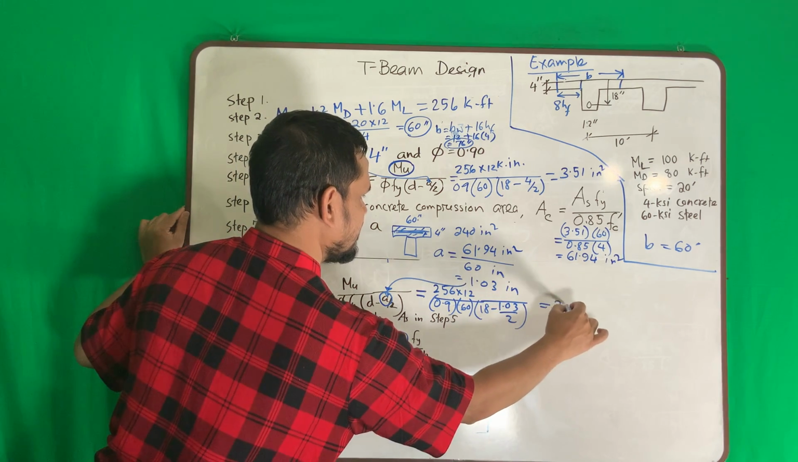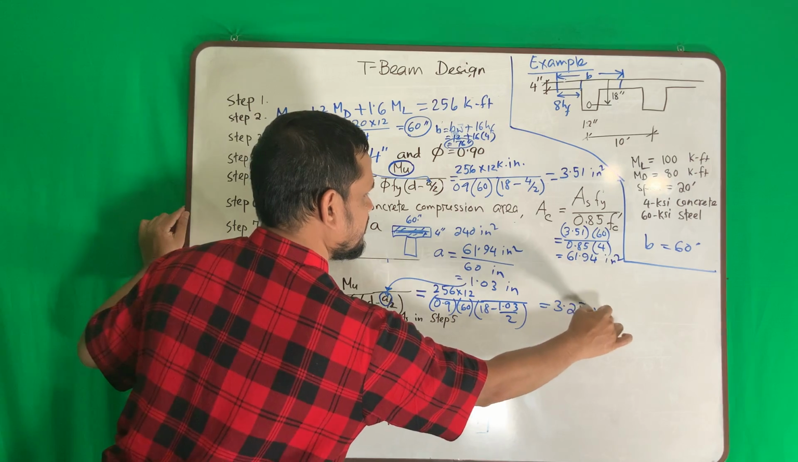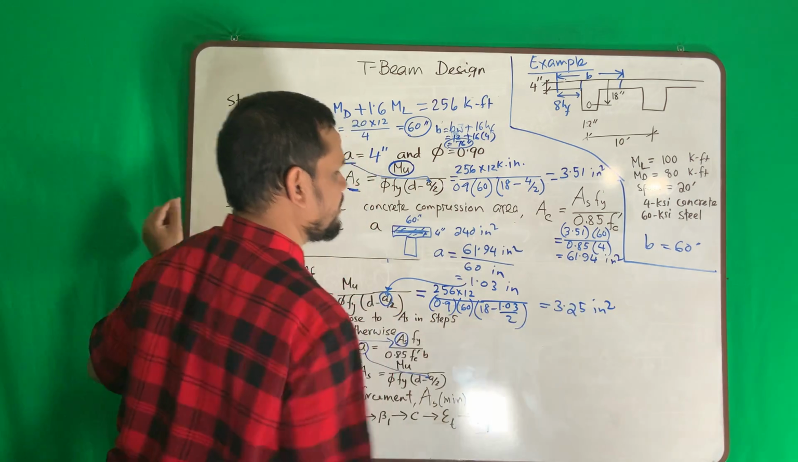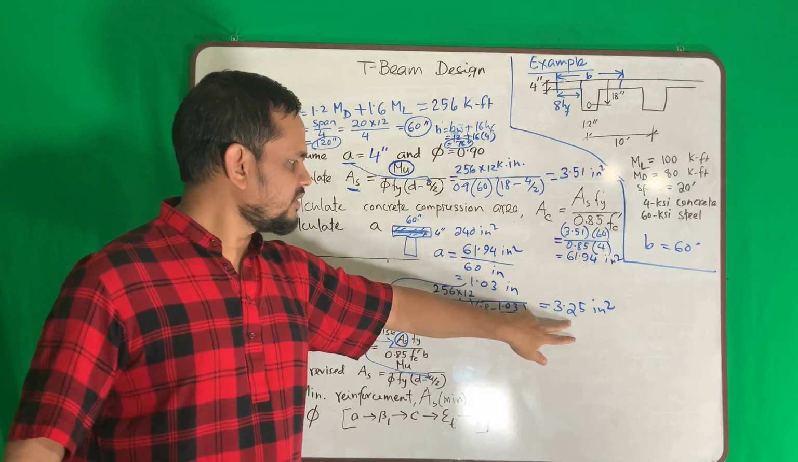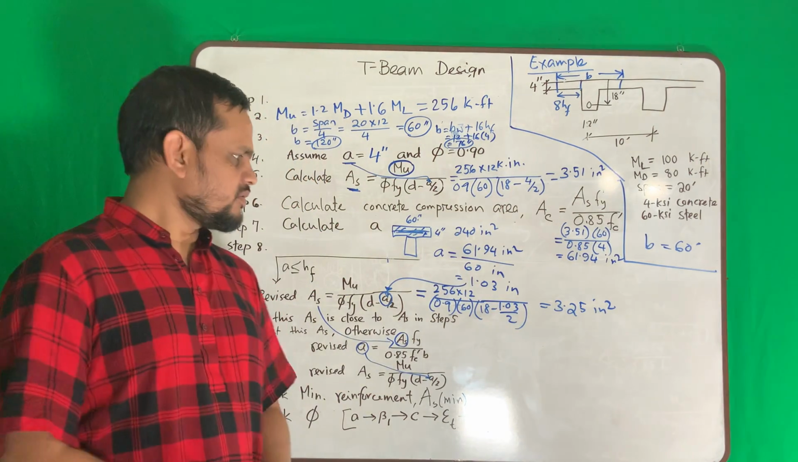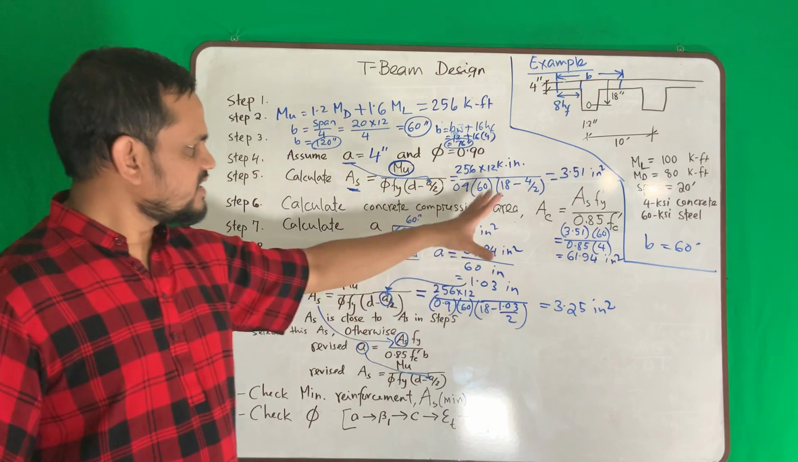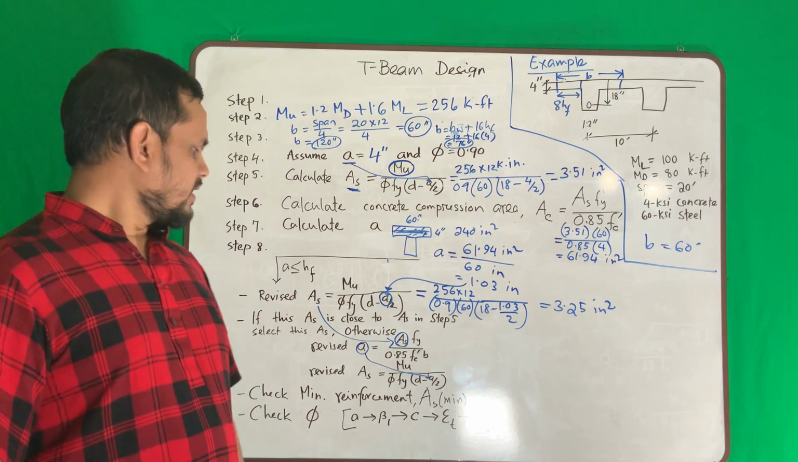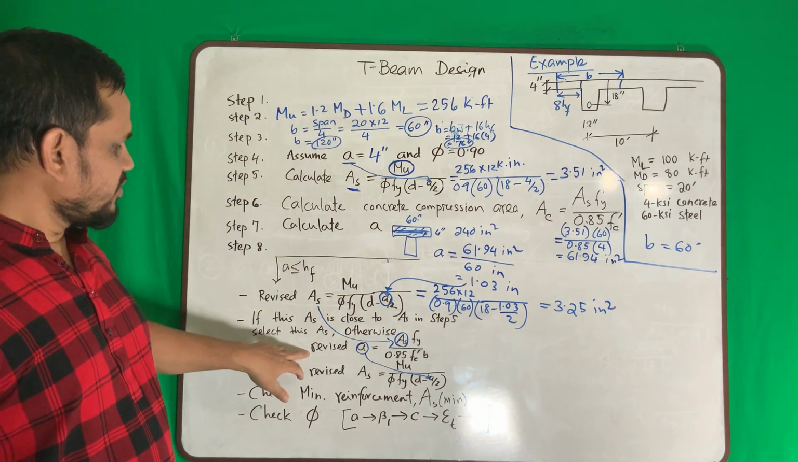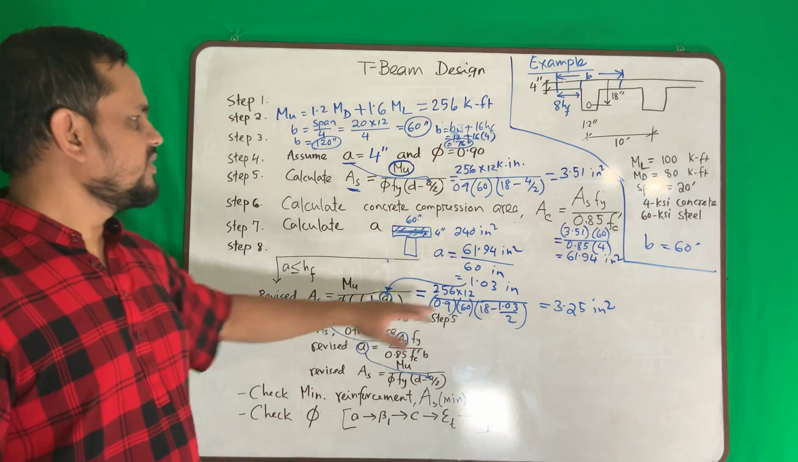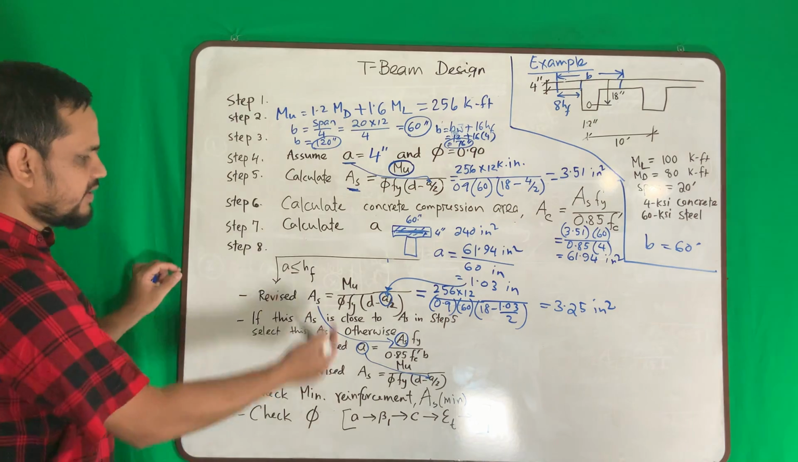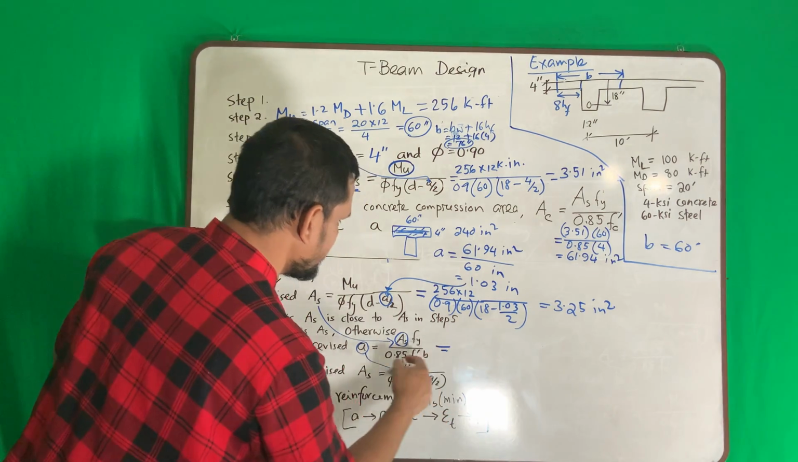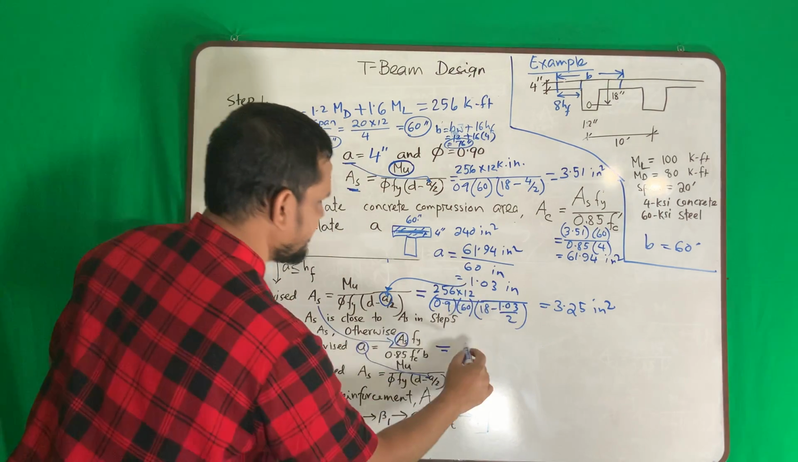This time we got 3.25 inch square. Now last time we got 3.51, this time we got 3.25. Is it close? To me, no. Because there is some gap. So if it is not close, we have to find revised. If these are close, then we do not need revised. So we need to revise it. Okay, revise it. When you revise, this A should be the revised one.